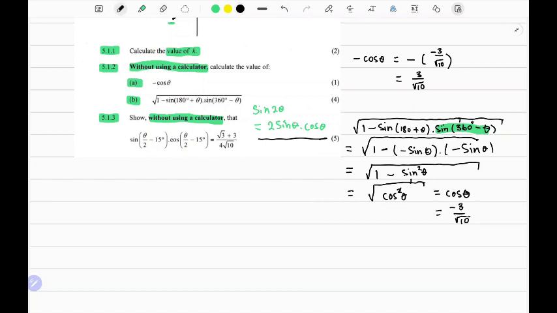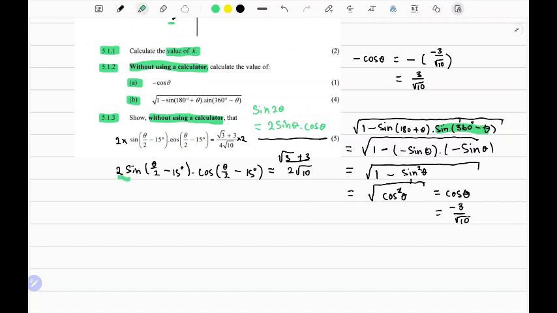The first thing I'm going to do is introduce 2. I'm going to multiply by 2 on both sides of the equation. So this would give me 2 sine of theta over 2 minus 15 degrees, cos of theta over 2 minus 15 degrees, and this is equal to root 3 plus 3 over 2 root 10.